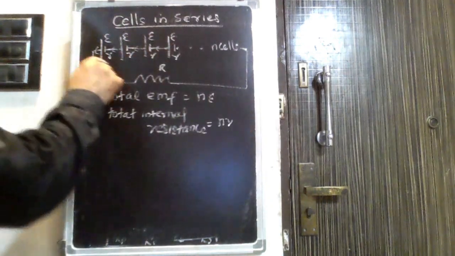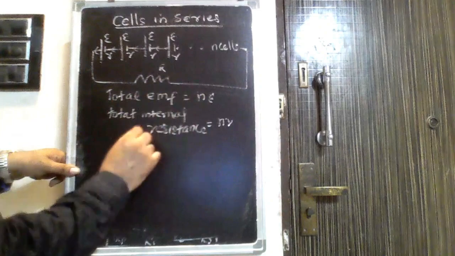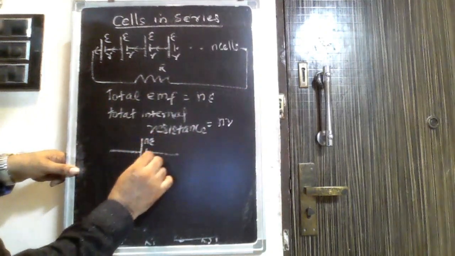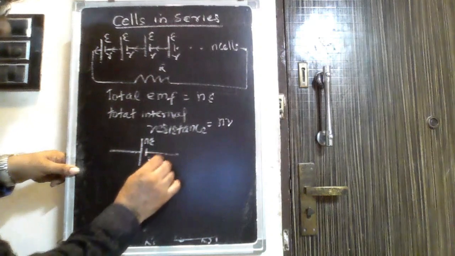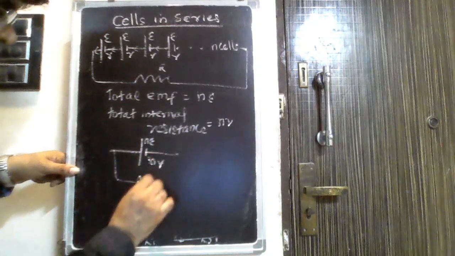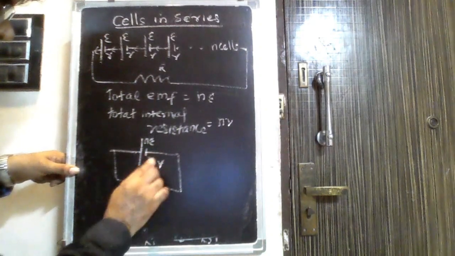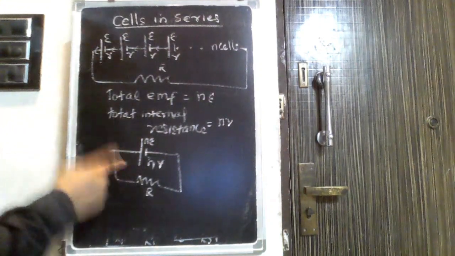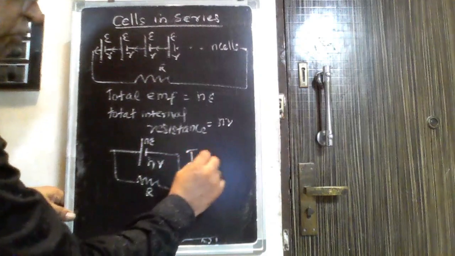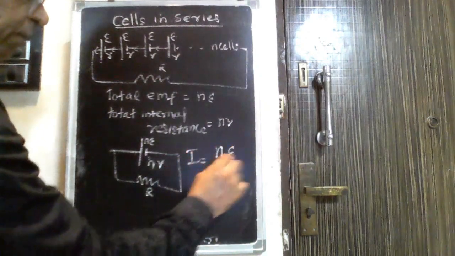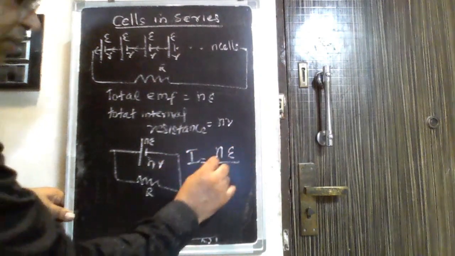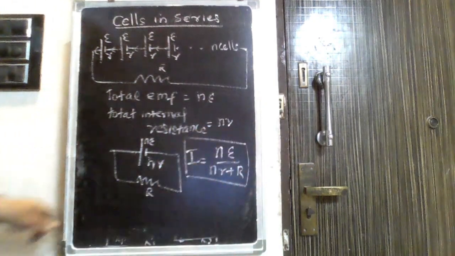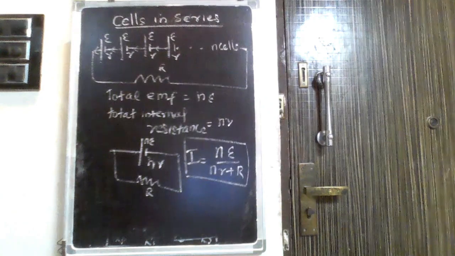So what happens now? This circuit has now become a smaller circuit. That means my battery is now made into one, nE. And the total internal resistance is nr. And I've got a resistance connected to it, which is R. So this is my shortened circuit. So now I want the current. Total current is total EMF, nE, by total resistance. These two are in series now, nr plus R. So this is going to be the current in the circuit when you have n cells in series.